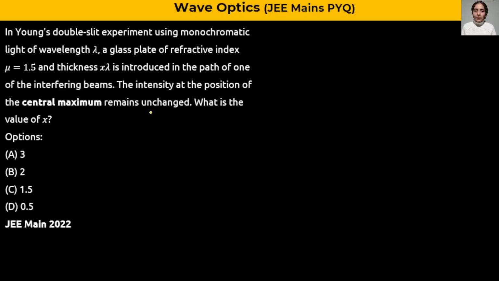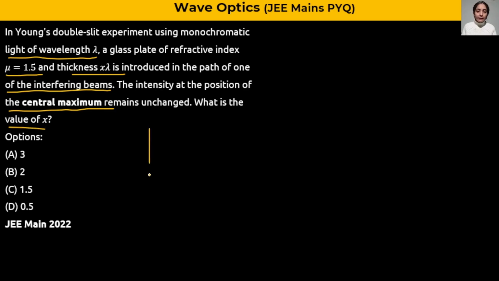Now this is going to be a bit different. In Young's double slit experiment, using monochromatic light of wavelength lambda, a glass plate of refractive index mu and thickness lambda x is introduced in the path of one of the interfering beams. The intensity at the position of central maximum remains unchanged. What is the value of x?